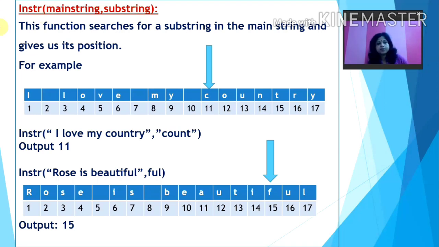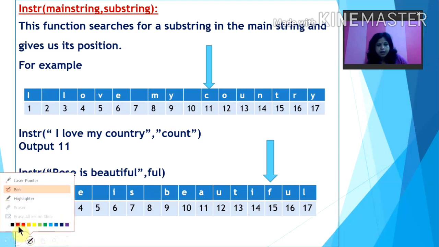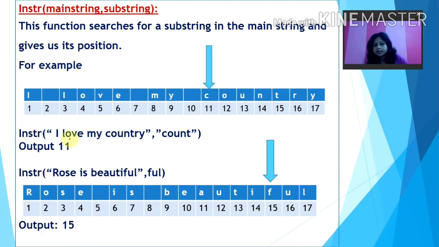For example, suppose I have taken the same string, "I love my country", and I have written here INSTR of "I love my country" and "count". Count means where this word "count" is present in this string. So "count" starts from the 11th position, COUNT. This is the substring. It is present starting from the 11th position, so the output you will get is 11.